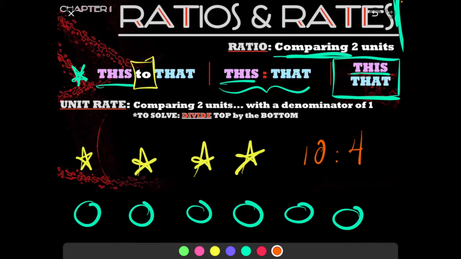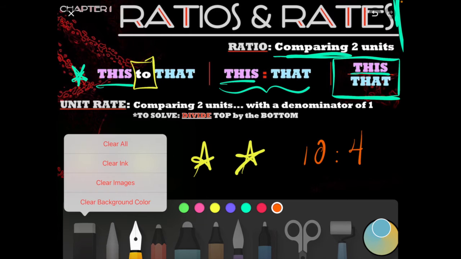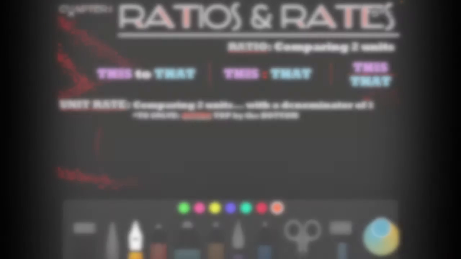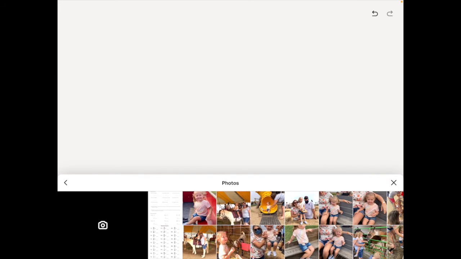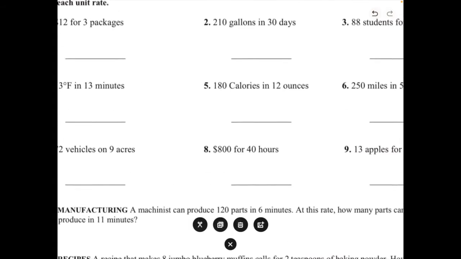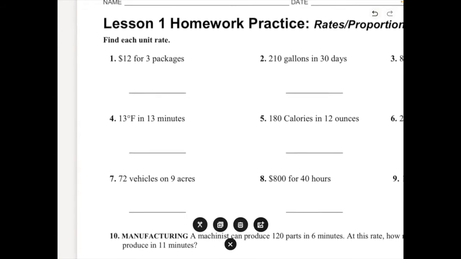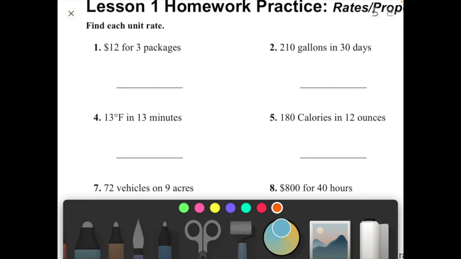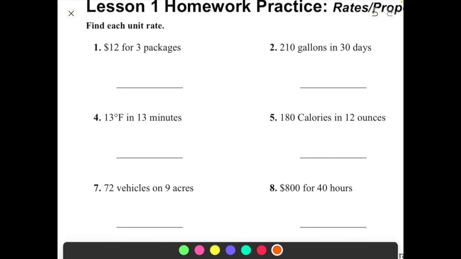All right, so hopefully that's a good introduction into what ratios actually are. Now, let's look at a couple examples of these. All right, so here are some different ratios. And again, it's important to look at the terms that they use.